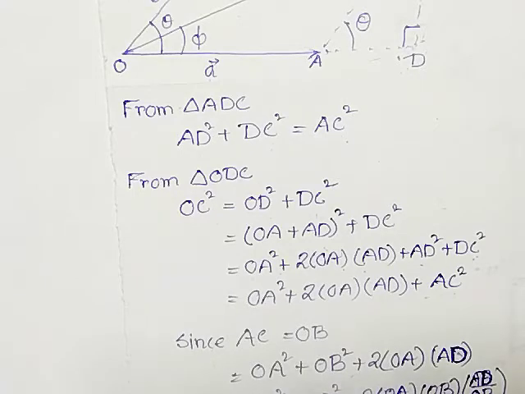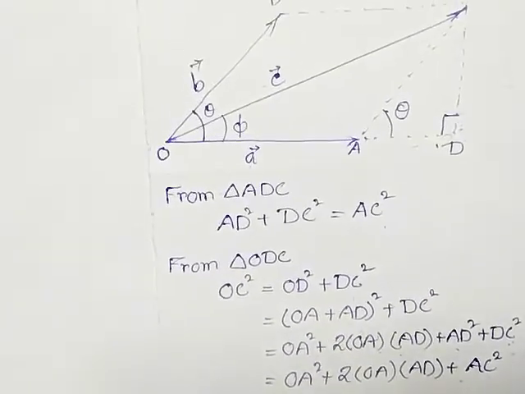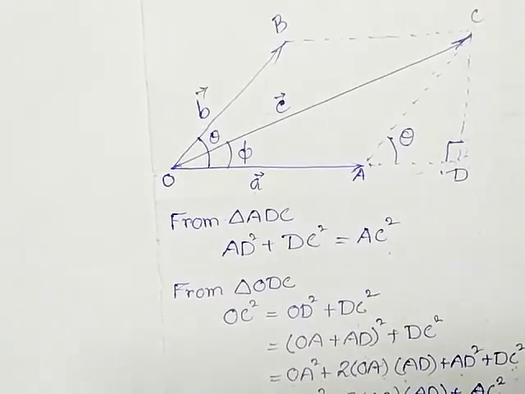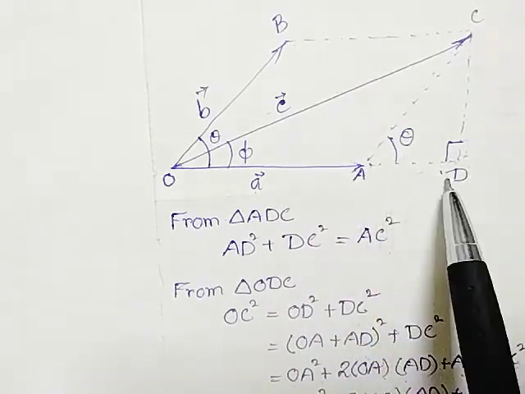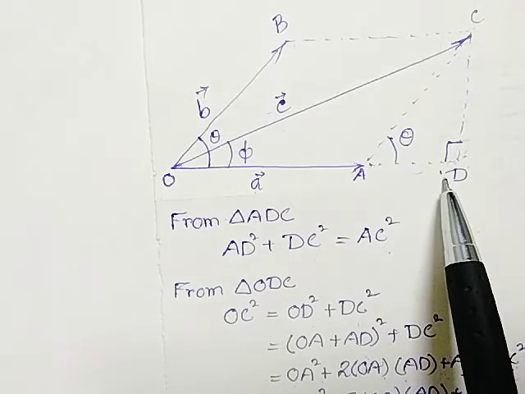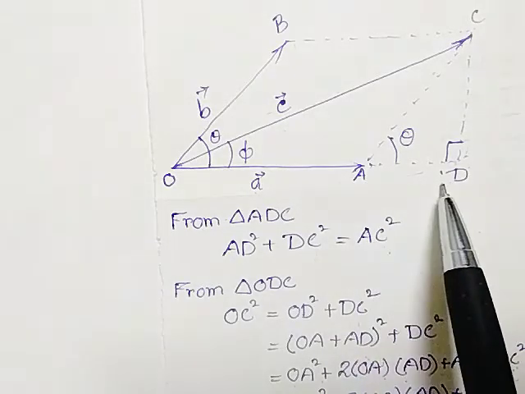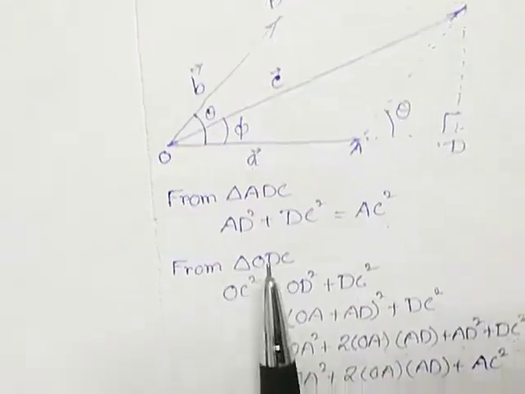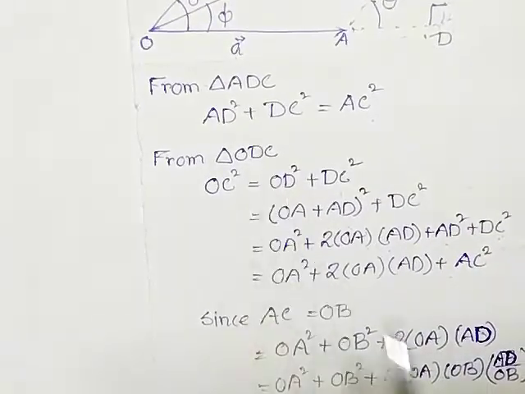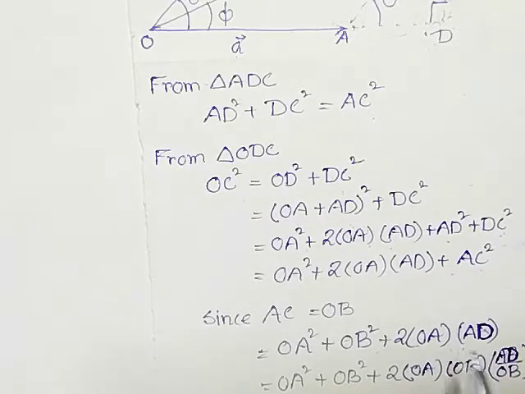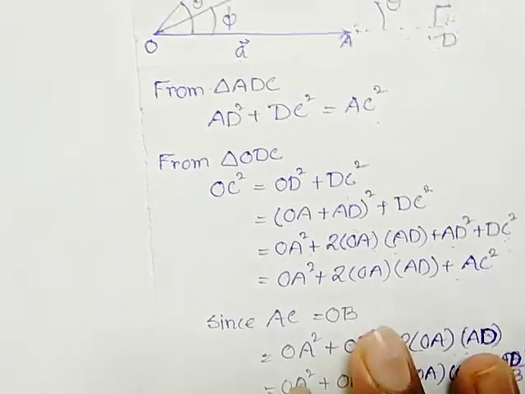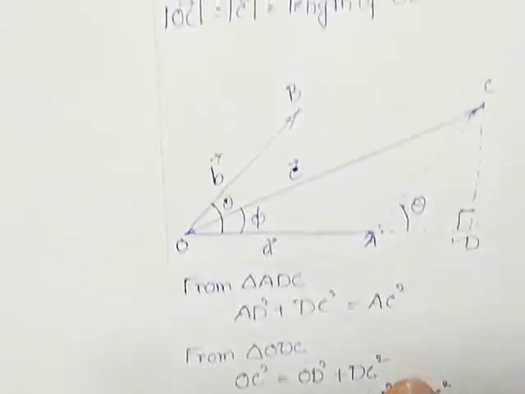But what is this AD? Just see what this AD is. AD is this one. This one is not part of the parallelogram. We have drawn it, but it is in the expression. Since it is in the expression, we have to replace it. What do we know actually?